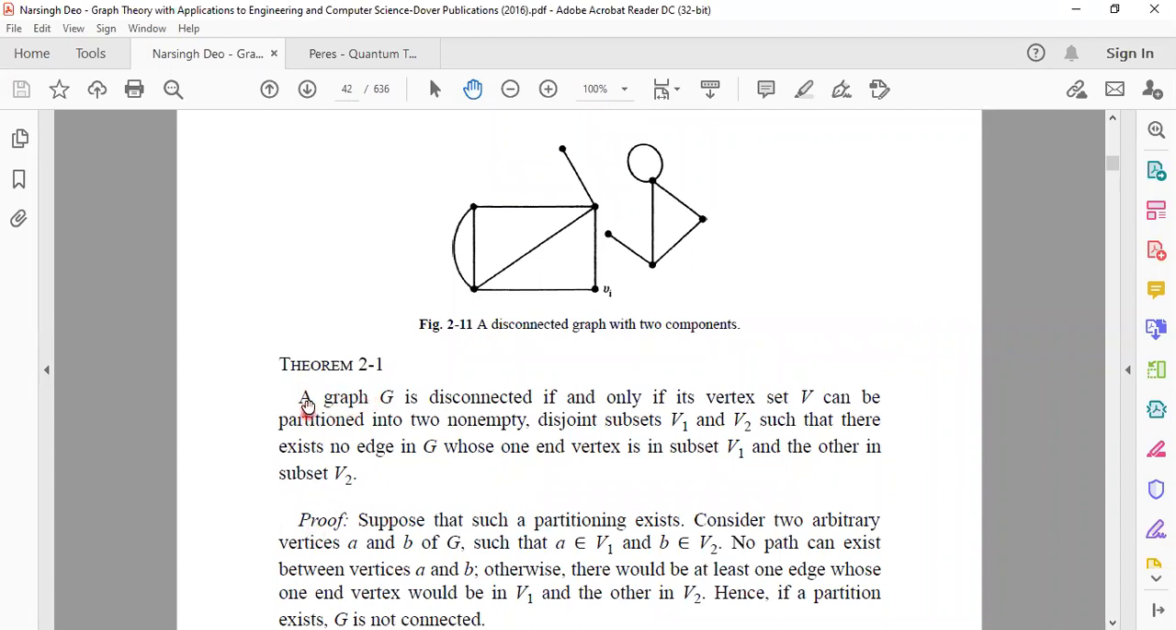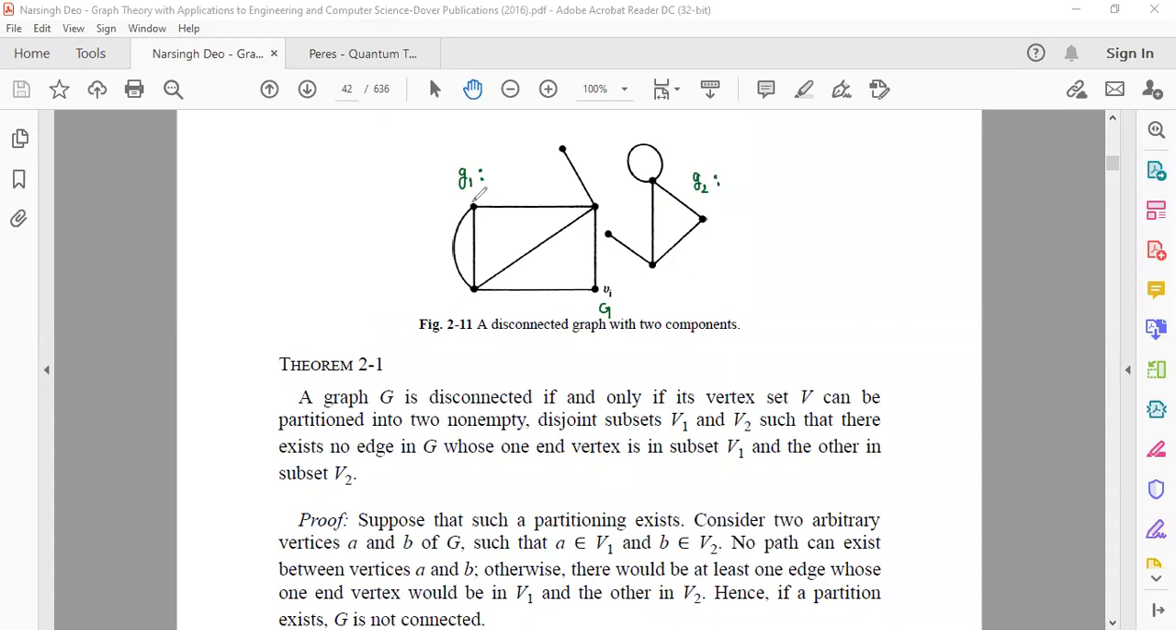So for example, this theorem states that a graph G is disconnected if and only if its vertex set V can be partitioned into two non-empty disjoint subsets V1 and V2 such that there exists no edge in G whose one end vertex is in subset V1 and the other end in the subset V2. I can at least talk about the meaning of the statement that is given over here. Now you can see that the graph that they have drawn, if I name this graph as capital G, this graph has got two components. One component is G1 and another component is G2.